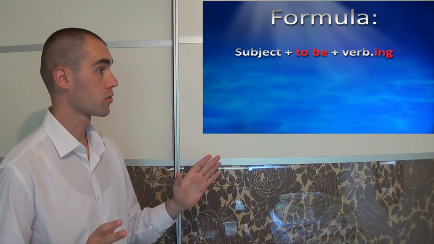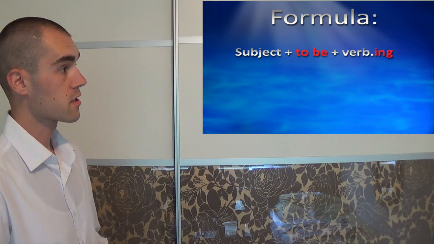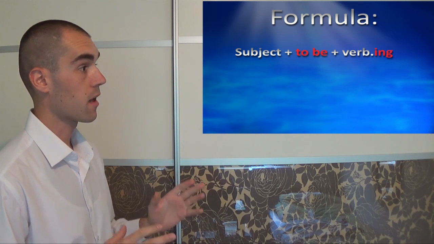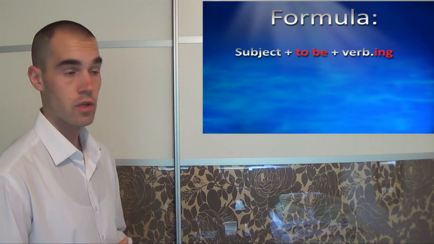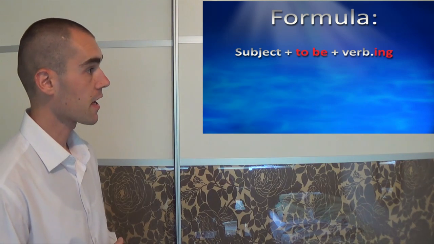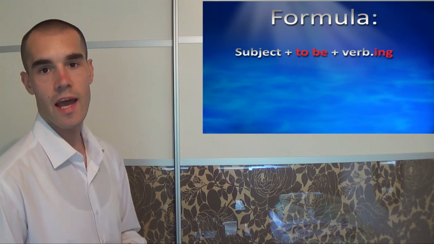Okay, take a closer look at the formula. We can see here that in the first place we have the subject. In the second place we have the helping verb to be, which is going to be conjugated, changed through persons, I am, you are, and so on. And in the third place we have the main verb plus the ing ending.